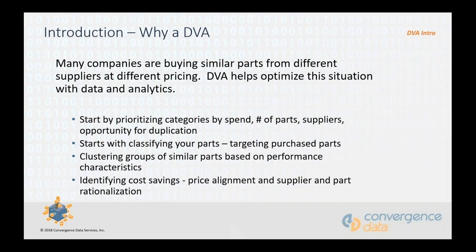We'll start by talking about how we prioritize categories. We can do that by different criteria. And then the foundation of making a DBA work starts with parts classification, which we'll talk about. Then once you've classified and enhanced all your parts, we'll get into the fun part, which is the analytics and the clusters that will allow you to group similar parts. And then lastly, once you've done your analytics, you can start to look at and identify the cost savings. And some of those cost savings may be due to price alignment or supplier and parts rationalization.